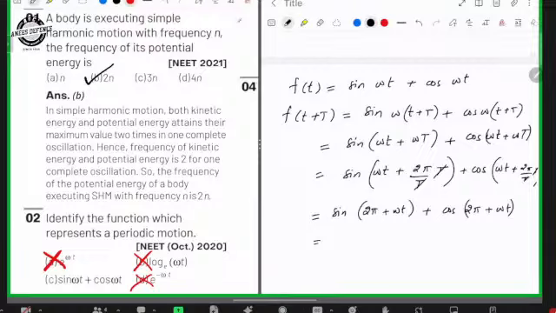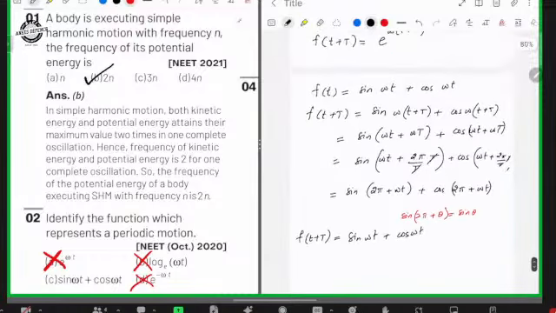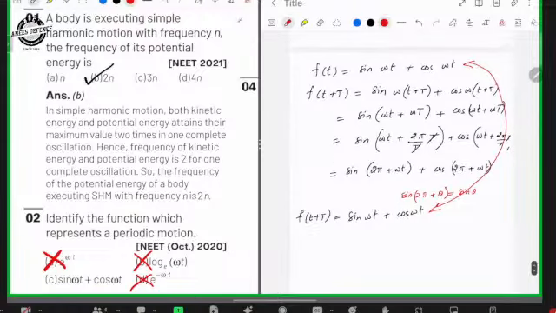According to trigonometry, what is sine 2 pi plus theta? Sine theta. Do you remember this trigonometric identity that sine 2 pi plus theta is equal to sine theta? So therefore, this can be written as sine omega t, and this can be written as cos omega t. Can you see? This is what we have calculated for f of t plus capital T. Now f of t plus capital T exactly matches with f of t. You can see, check. So therefore, f of t plus capital T exactly matches with f of t. Therefore, option number C is periodic.